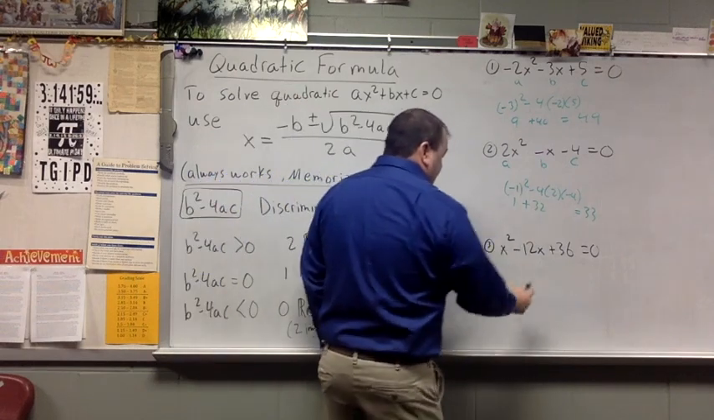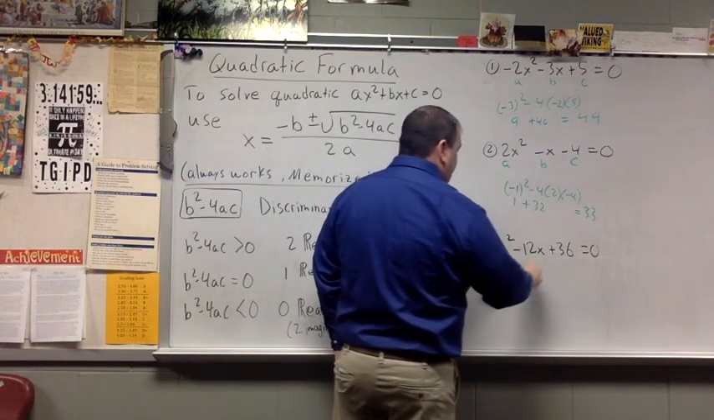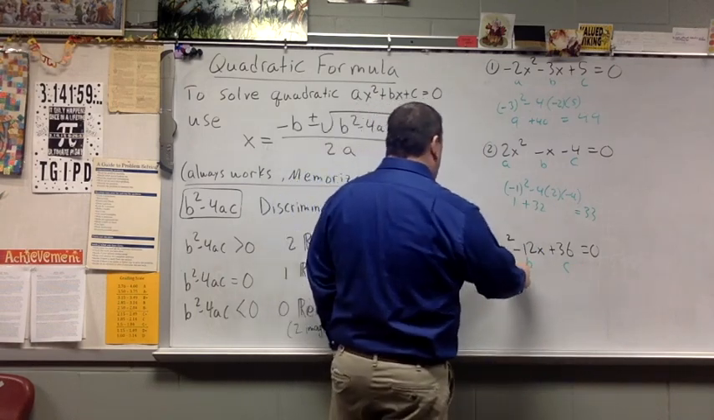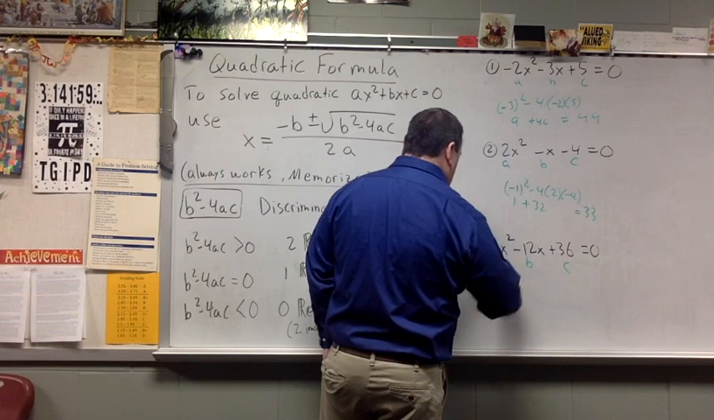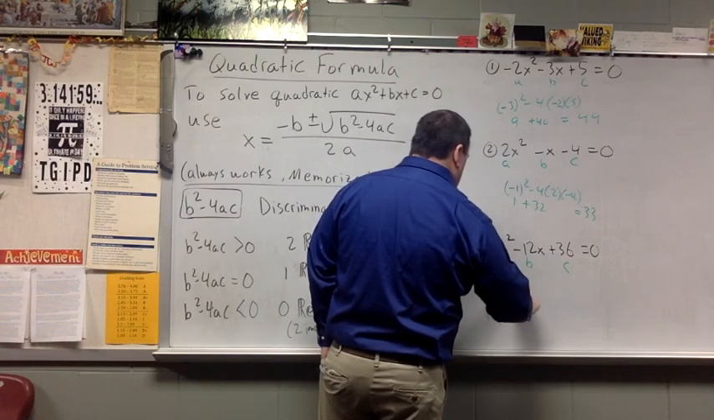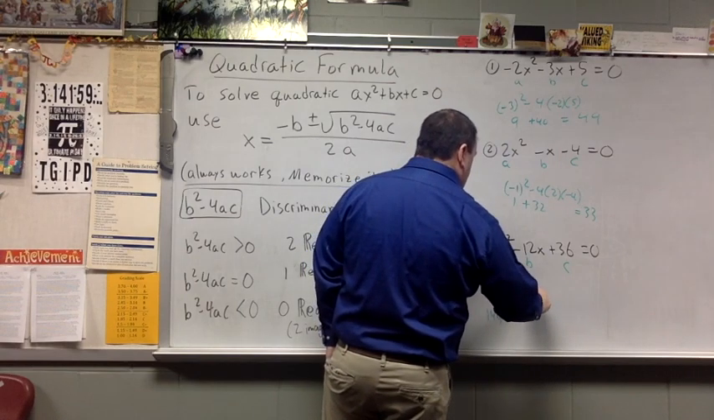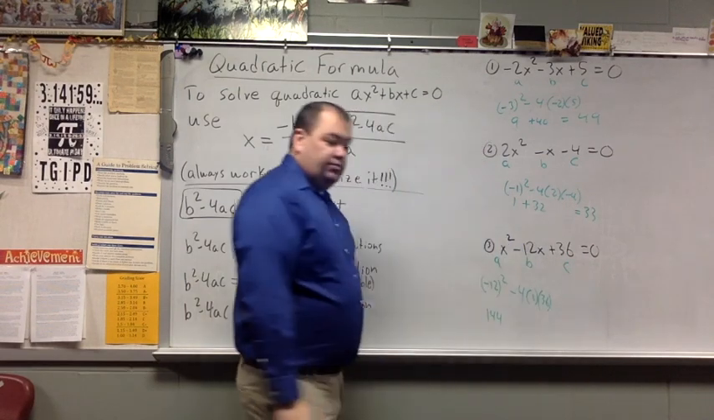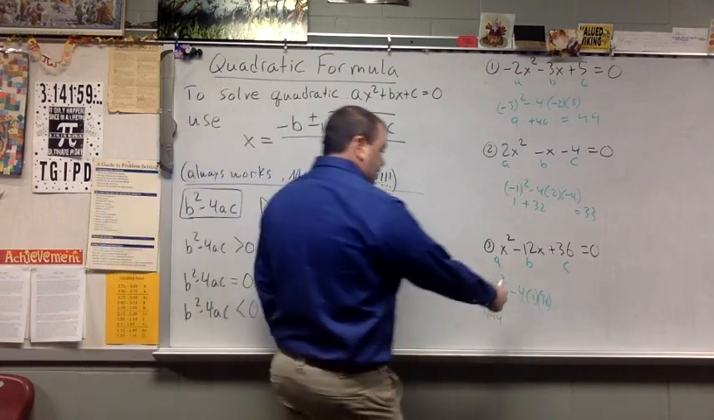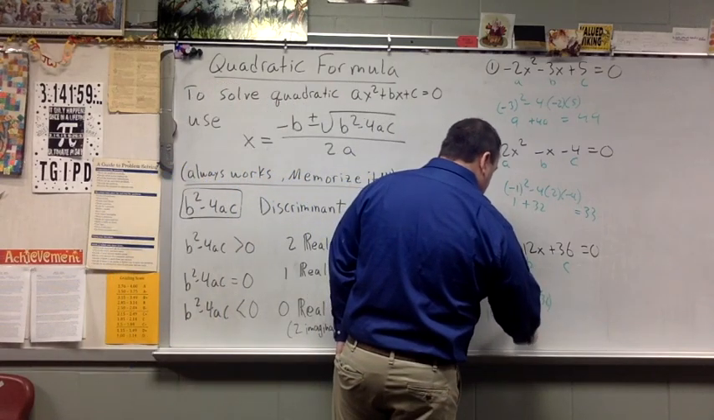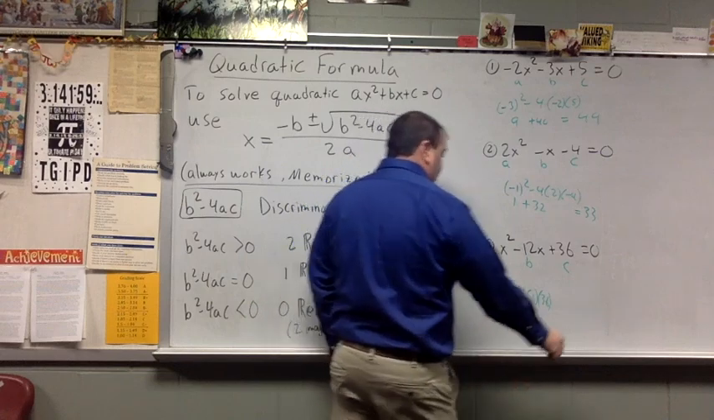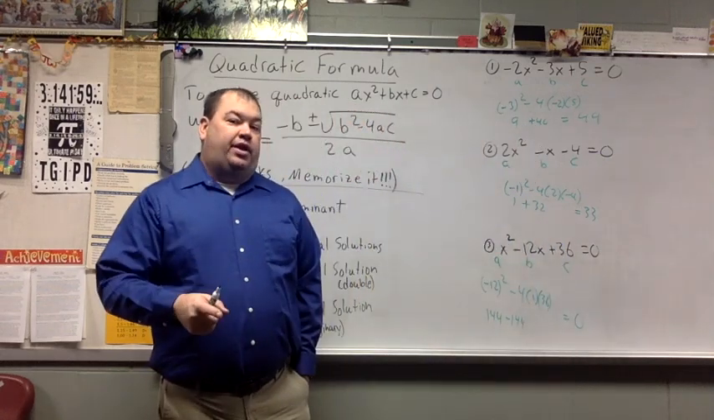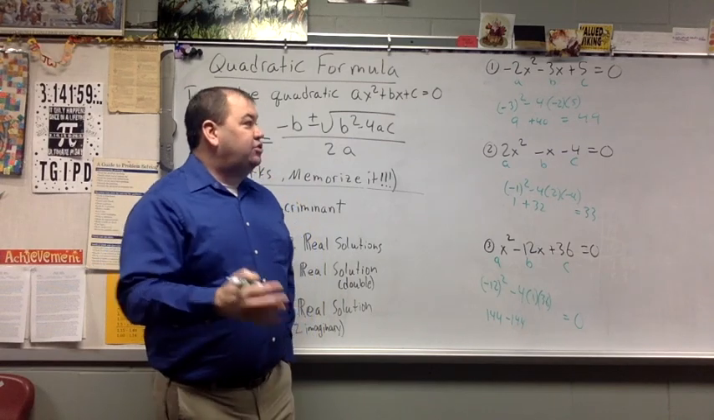This last one down here, here's my A, it's 1. Here's my B. Here's my C. So when I do B squared, that's 144 minus 4ac. So 144 minus this, that actually turns out to be 144, so I get 0. This is going to have one real answer when I go to actually solve these.